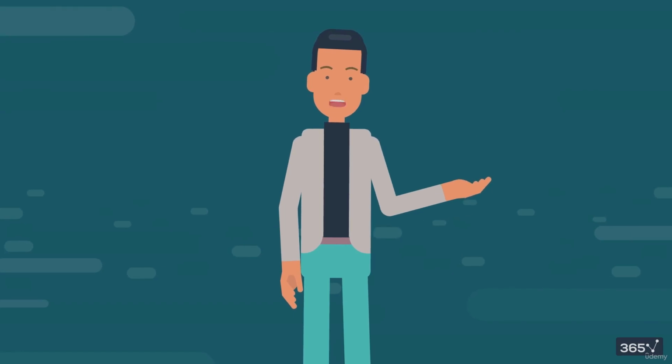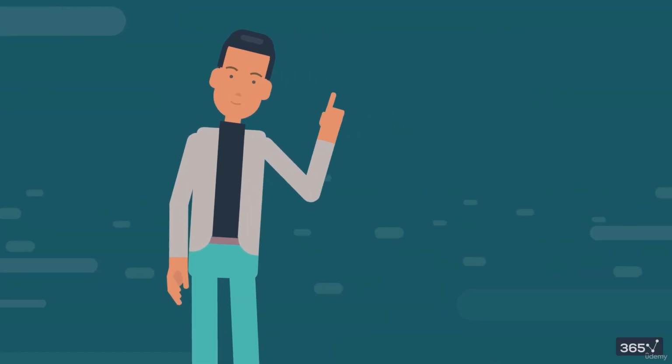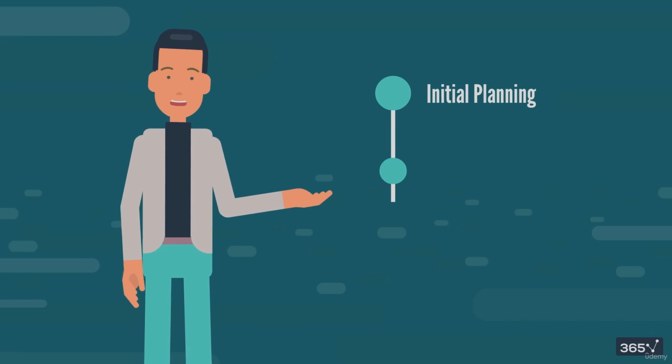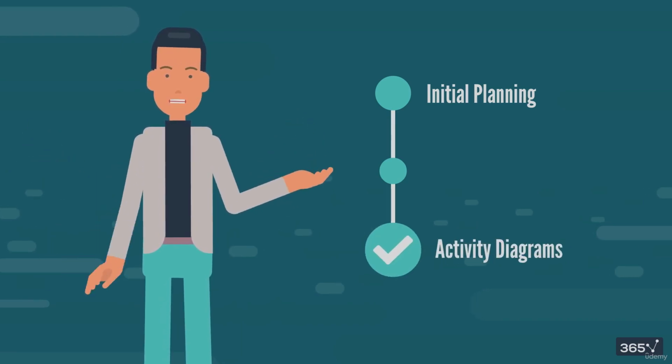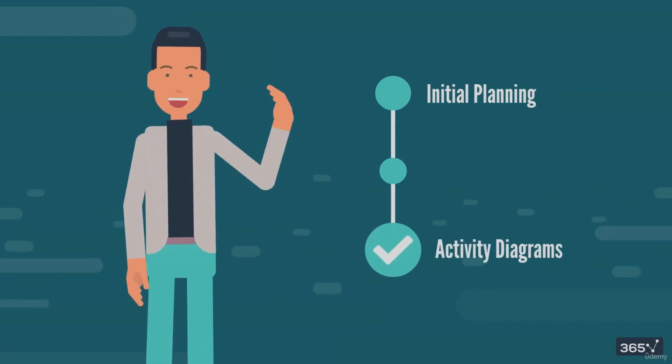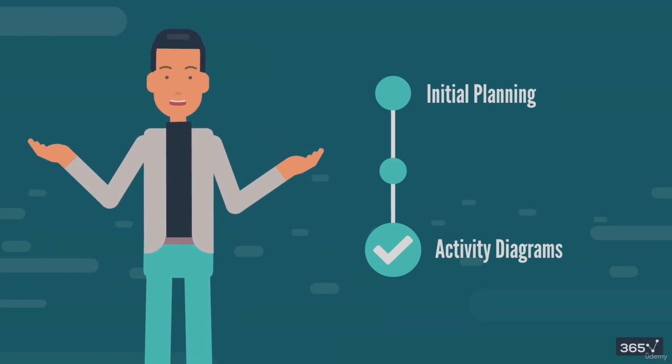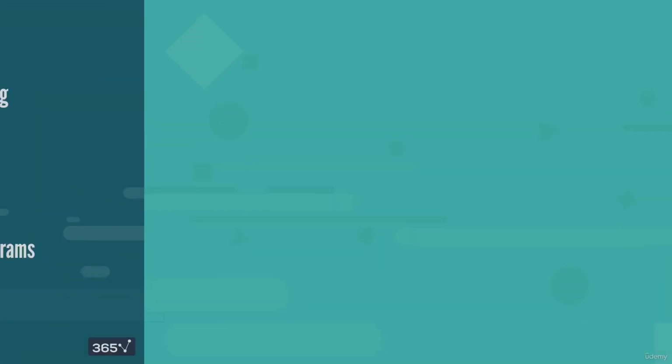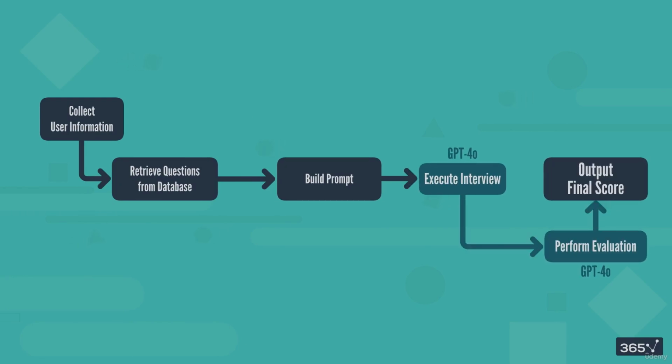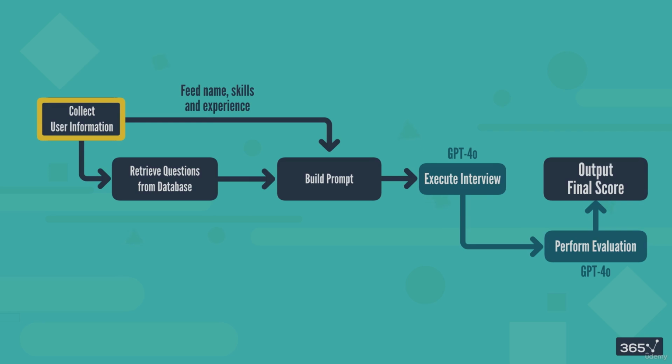Alright, everyone! We've made significant progress in this section, transitioning from planning our application's architecture to designing it using activity diagrams. These steps have enabled us to visualize and refine how we'll integrate AI into our application. To summarize, here's how the implementation of the interview tool will unfold. First, we begin with user information collection, where we gather all the necessary details about the user right at the start of the application process.